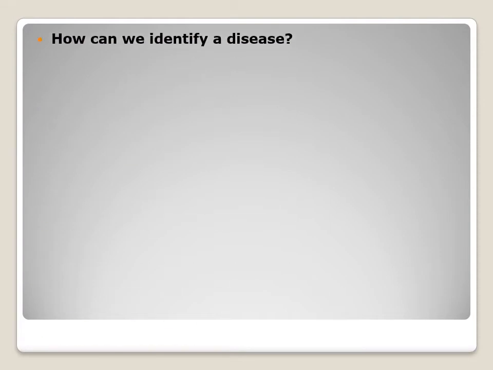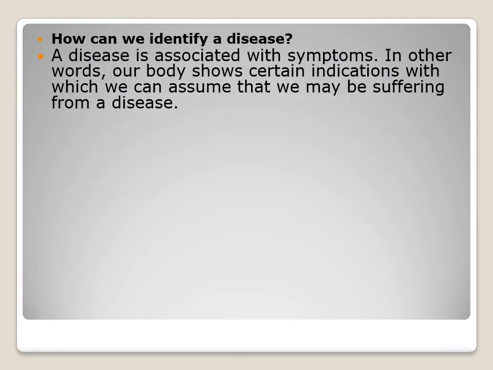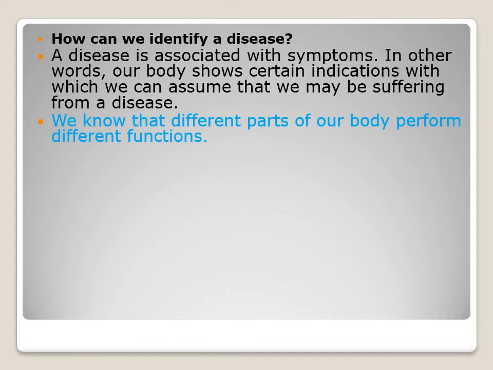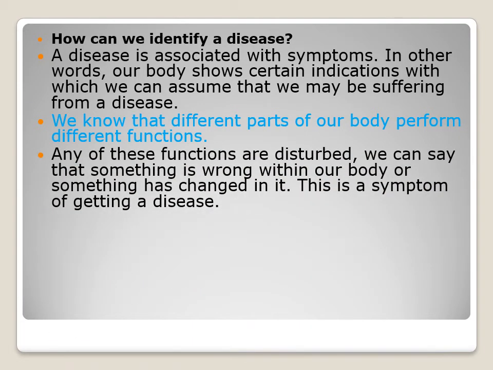There are many ways by which a disease can be identified. As we already know, symptoms are there. A person who suffers from a particular disease will show certain symptoms, and the symptoms will lead to a particular name. We know that different parts of our body perform different functions, and if the functions are disturbed, then there is something wrong within the body or that particular part. This is the symptom.